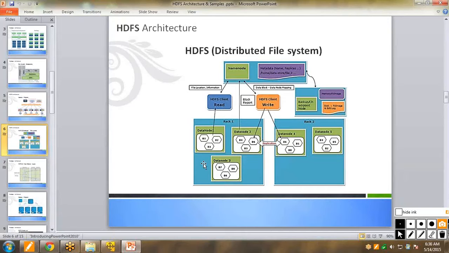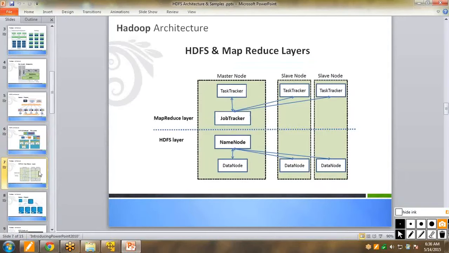How the block is being split. So what Hadoop takes care of in terms of extreme disaster issues, failure issues, those we are seeing, right? So that's pretty much about Hadoop.